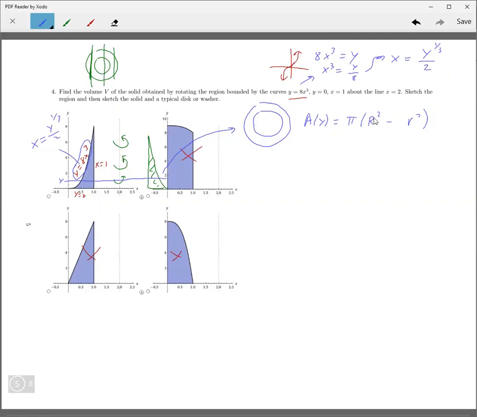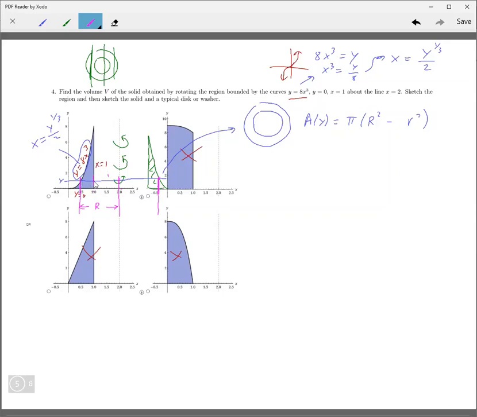Now, we need to figure out what the outer radius is when we have this object right here. The outer radius is going to be from here to here. That's the outer radius. Now this distance here from 1 to 2, that's 1.